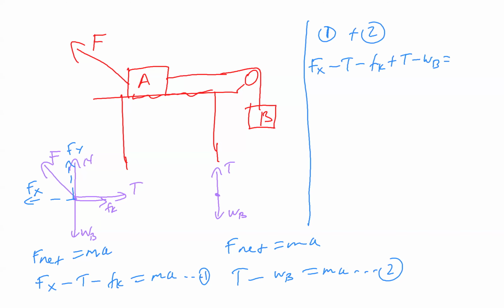WB is equal to MA plus MB times A. Ne? Then T and T will cancel out. So I'm left with Fx minus Fk minus weight B is equal to MA plus MB times A. Then I'm going to divide by that. Ne? Yes. So this is how I calculate acceleration. It's the same thing.